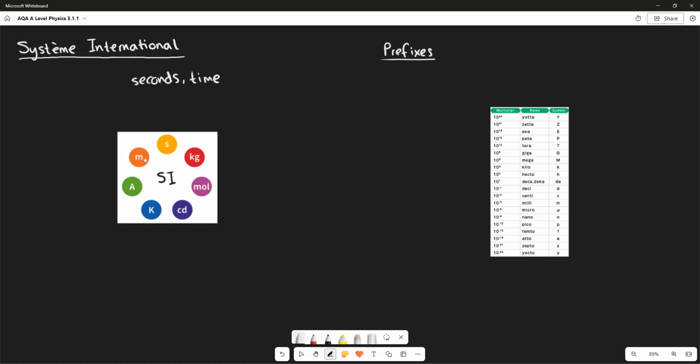So this one over here, this is meters, and that's a measurement of distance or displacement. So we've got meters, which is a measure of distance. If you've got distance in kilometers or miles, for example, you need to convert it to meters before you put it into an equation.